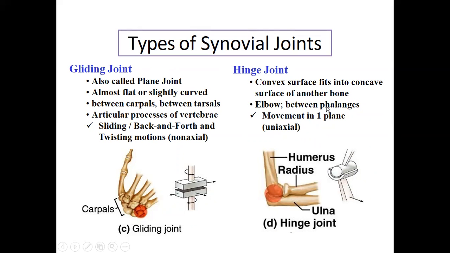Also between your phalanges, so between the joints of the actual finger, you have these hinge joints. These joints allow movement in one plane, so it's uniaxial because you can only move in that one plane. You can only flex and extend your elbow joint in that one direction.